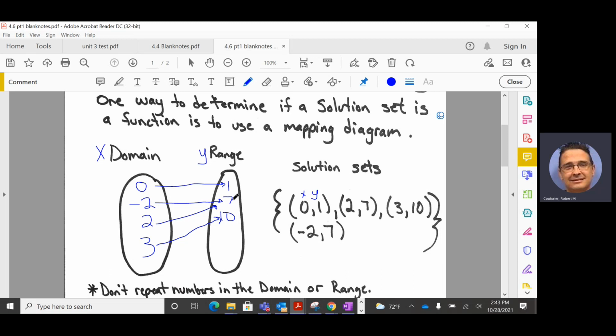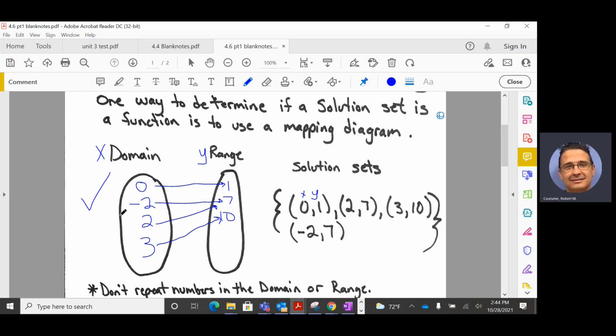Then you have this one. 2 goes to 7. I know it goes to 7 twice. That's okay. This is the side that's important. 3 goes to 10. Notice from the bubble on the left-hand side of this mapping diagram, there are no V's leaving this bubble, meaning 3 doesn't go to 2 different numbers. So notice how each one only maps to one individual number in the range. So yes, this is a function. None of the x's repeat.